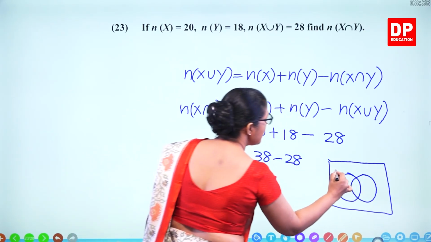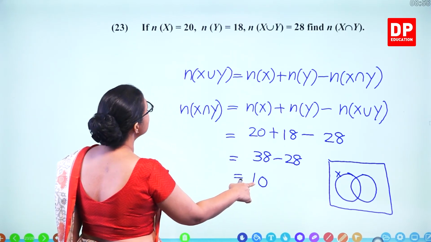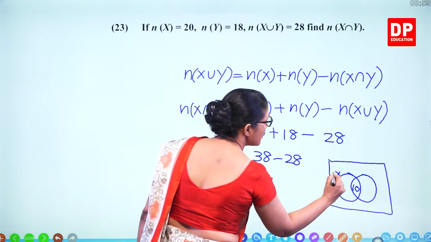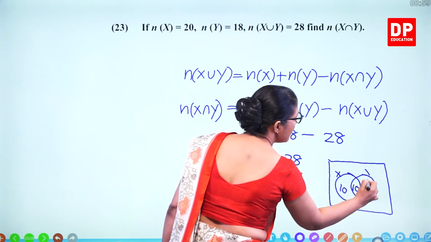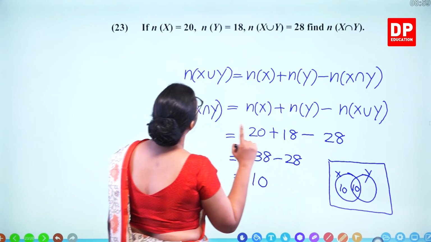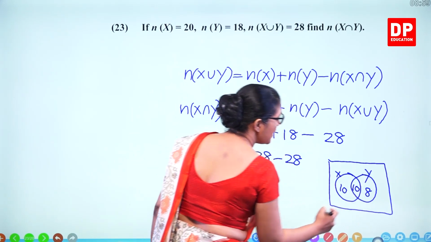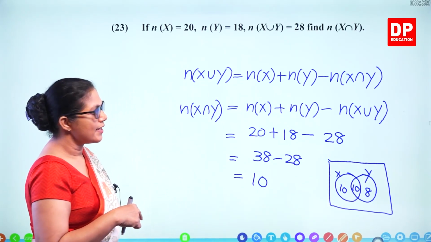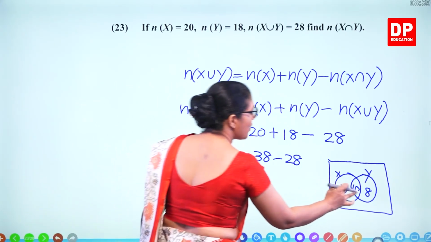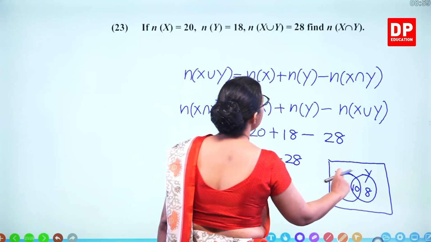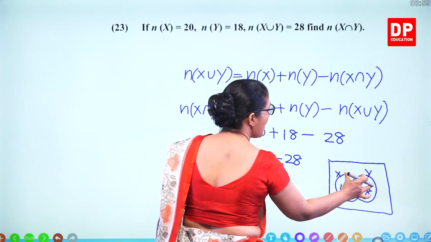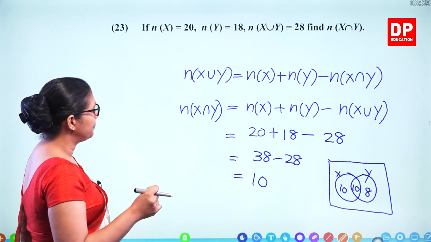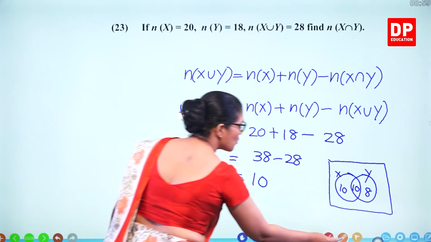X is 20. So that means this is 10. This is 20, whole thing, means this is 10. Y is 18, so this becomes 8. So the whole thing is 28, the union. So you can subtract these two, add it. 38 minus the union becomes the intersection. So 10 is the answer. So 2 marks for that.